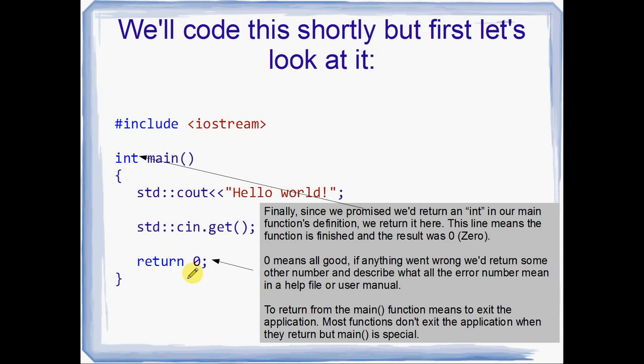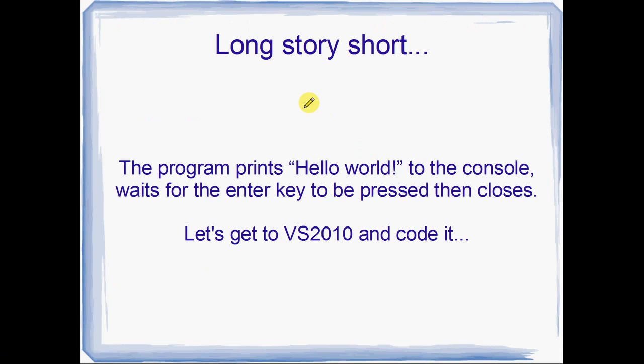And finally, the last line of our code is return 0. We promised at the top that main would return to the caller an integer, int, and we have to do that at the bottom, return 0. And like we said, that means all good. Usually you return 0 if no problems occur during the running of the program. Okay, so long story short, it waits for a key.